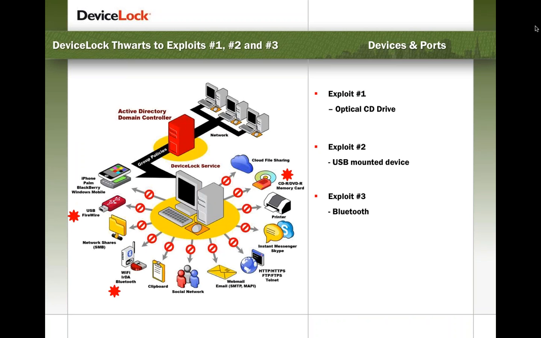So again, highlighting the first three exploits from Mr. Robot. From a technology standpoint, we can see that each of them utilized either a peripheral device or a port vulnerability to initiate the attack. In the first exploit, it was an optical CD drive. In the second, it was a USB device. And in the third, it was Bluetooth, through the Bluetooth protocol.